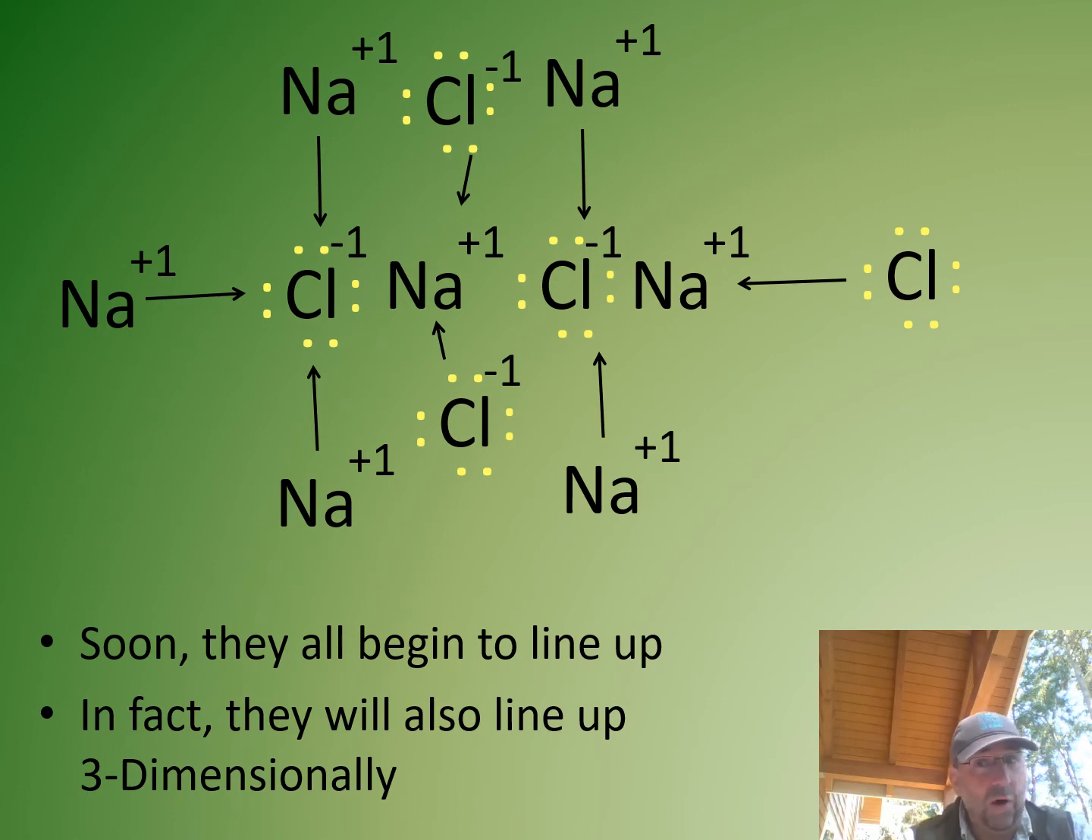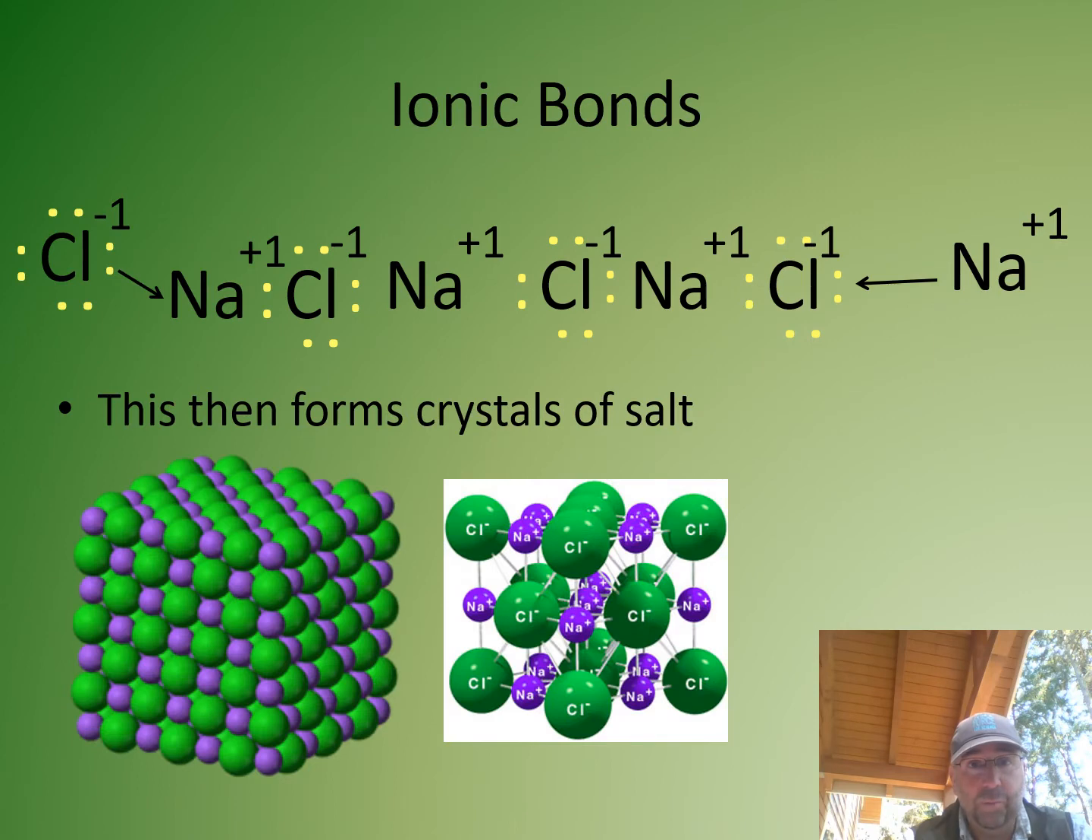What begins to form after a little time is what we call a crystal. A crystal is a repeating structure of positive and negative charges that are all lining up to form this sort of repeating pattern. In the case of sodium chloride, it forms a cubic crystal. There are other types of crystals that can form with different arrangements, hexagonal crystals and so forth.